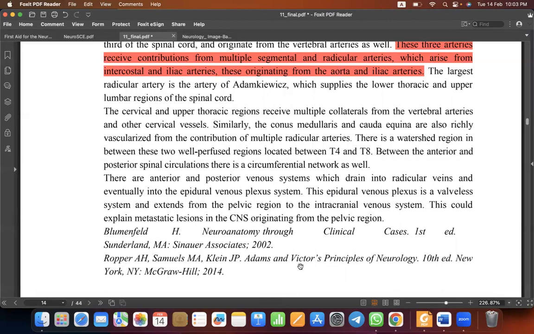The watershed region is T4 to T8. Whenever we get a watershed infarction, this zone is very much vulnerable. Regarding the epidural venous system, we should remember it's a valveless system, and it extends from the pelvic region to the intracranial venous system. So whenever we get a tumor originating in the CNS or vertebral column, it can spread from the pelvic region as well.